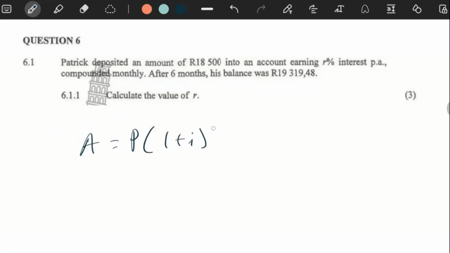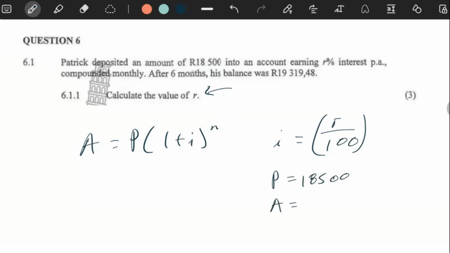So we can just use the compound interest formula. In this situation, we need to get the value of r. The value of r is always over 100. This is what replaces i in our formula. And then here we can see that he deposited an amount of 18,500 that gained interest. Because the money gained interest, this is the initial deposit, the money before the investment has matured. This is the money after the investment has matured. So the value of the investment is 18,500, and after the 6 months, the investment is worth 19,319.48.